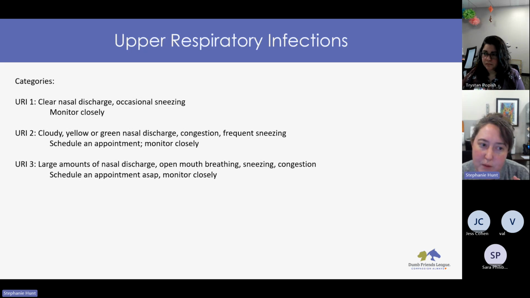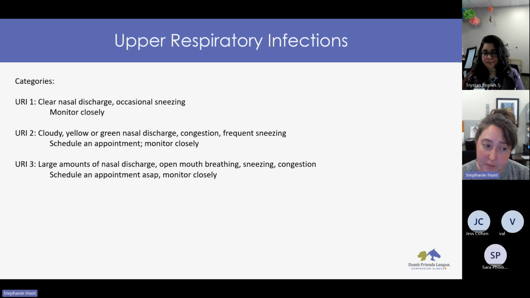When we're seeing a URI 2, that is when we're identifying that there's cloudy or yellow or green nasal discharge. More often, we're going to see some of the congestion where they're having a hard time breathing, or you can hear them breathing. There's probably going to be more frequent sneezing. With specifically the cloudy yellow green nasal discharge, that's when we want you to reach out and schedule an appointment, because we are going to start antibiotics at that point.